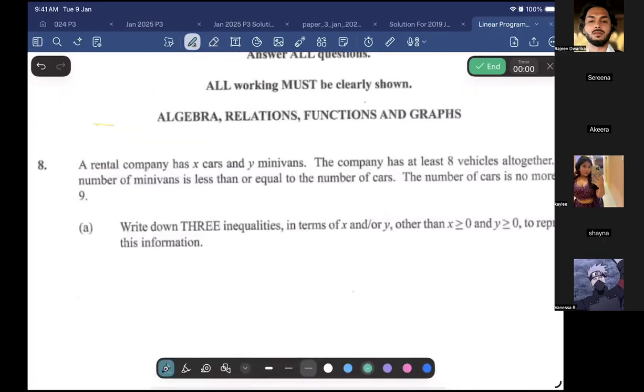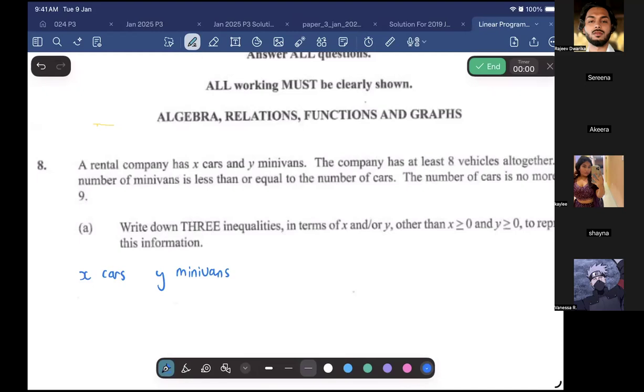So a rental company has how many cars and how many minivans? Talk to me, Vanessa. How many cars do they have? They have X cars. And how many minivans do they have? Y. It probably felt a bit lost because if I say I have something, I typically say numbers, right? I'll say I have 5 minivans, I have 10 minivans, 6 cars. Well, X and Y could be any number, right? Could be any number. You understand that?